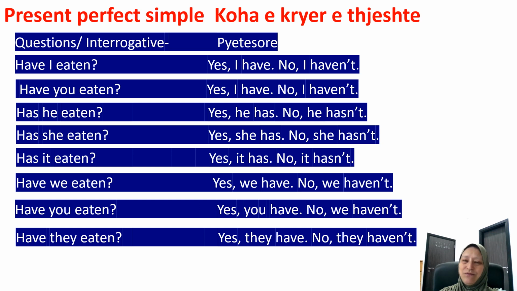If we have yes, we have subject and then have. If we have no, we have subject and then haven't. In the third form, however, we have she has, or it has, or he has. And if it's negative, he hasn't, she hasn't, it hasn't.